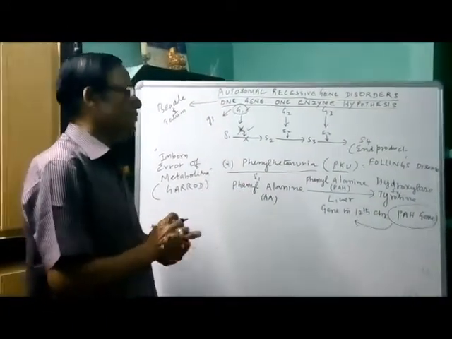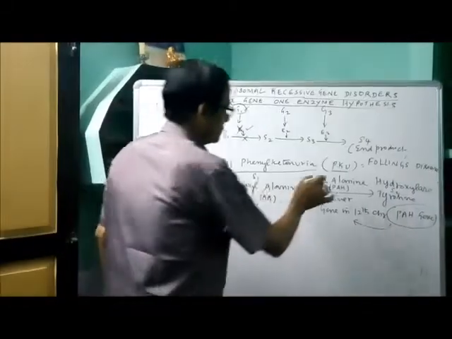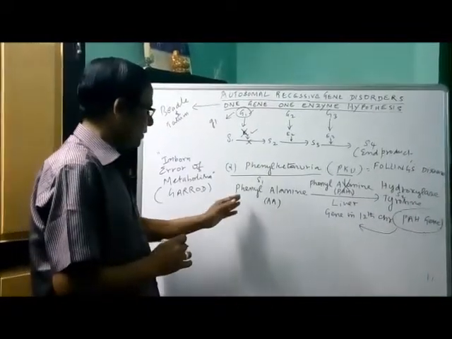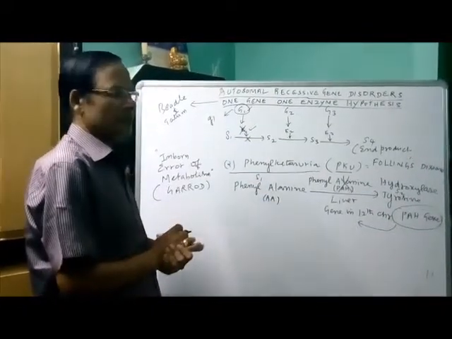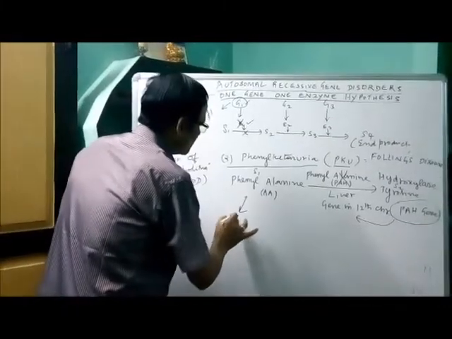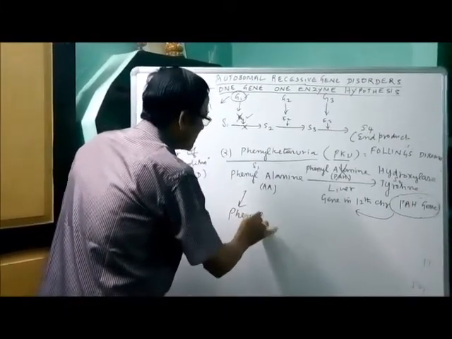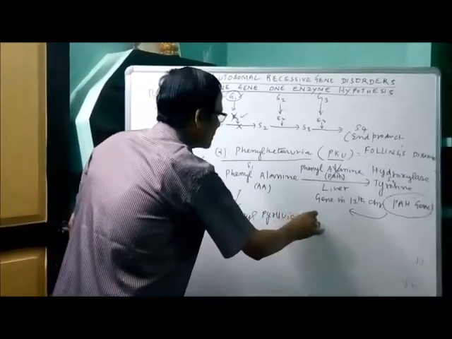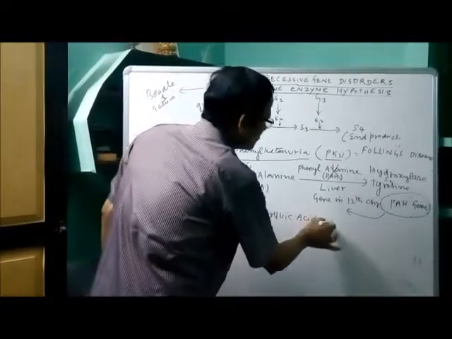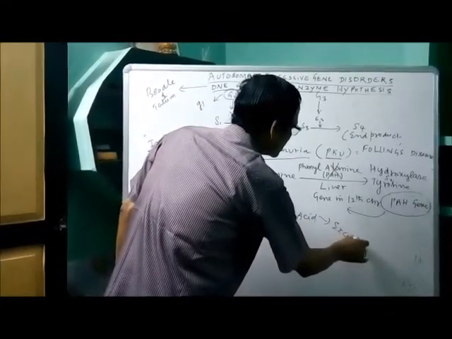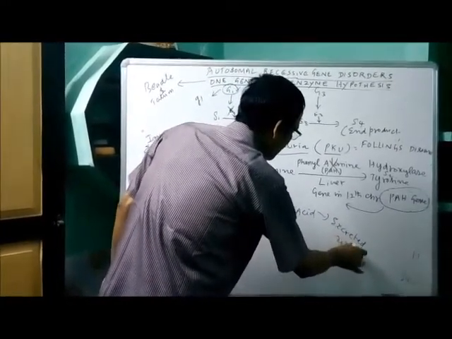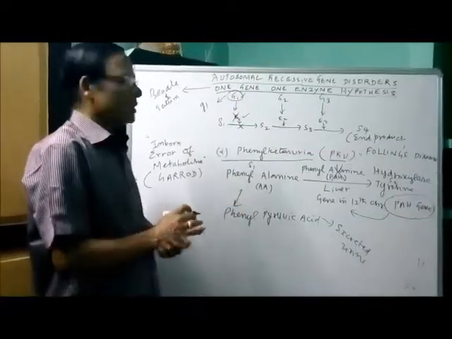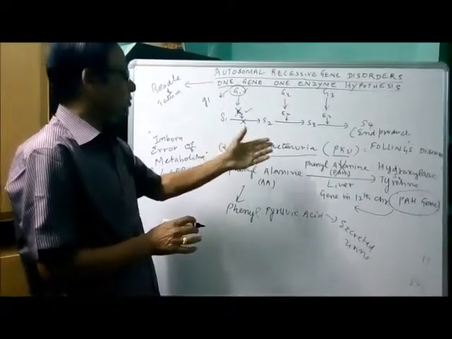When the gene undergoes mutation, there is no production of this enzyme. So what will happen? Phenylalanine accumulates in the blood. It is converted into phenylpyruvic acid, which is excreted in urine. That is the main symptom of the disease phenylketonuria. It is a keto acid, so it is called phenylketonuria.